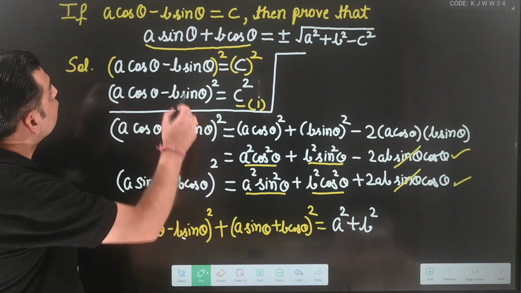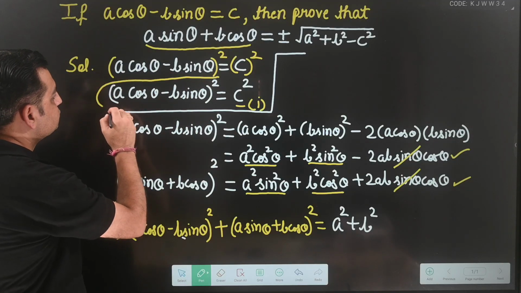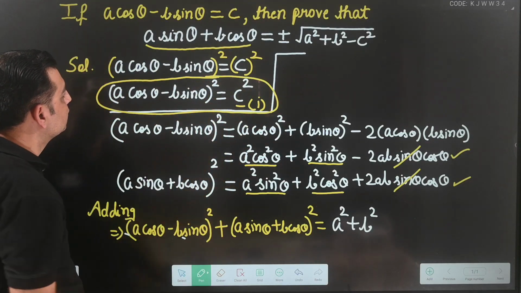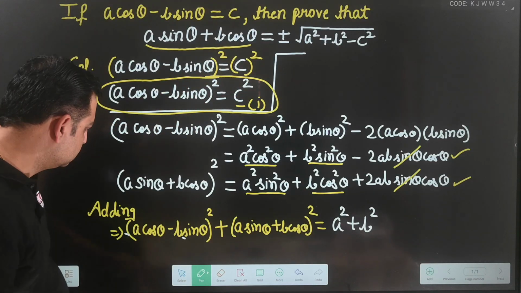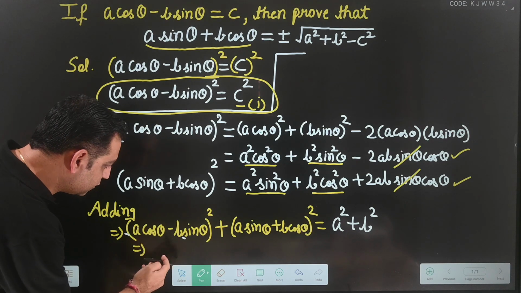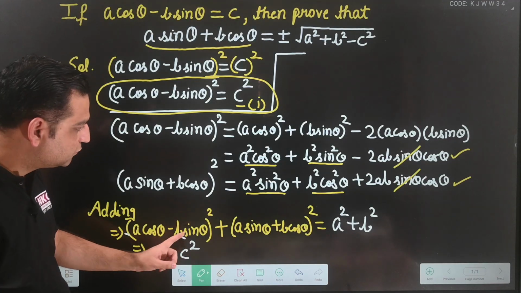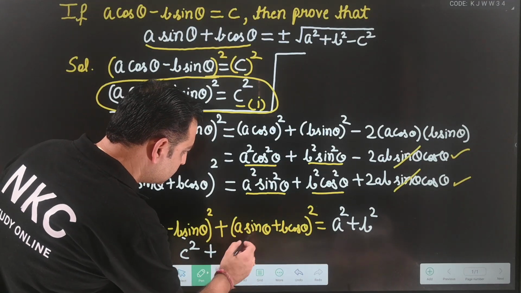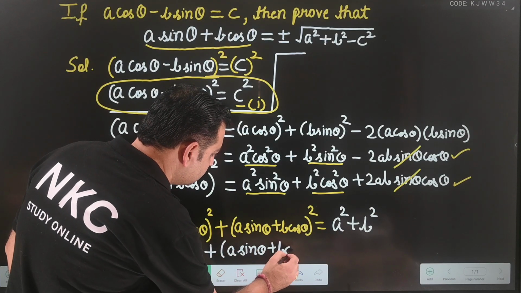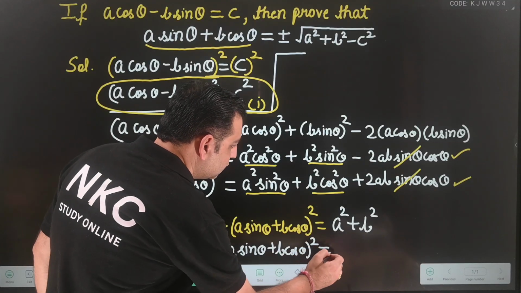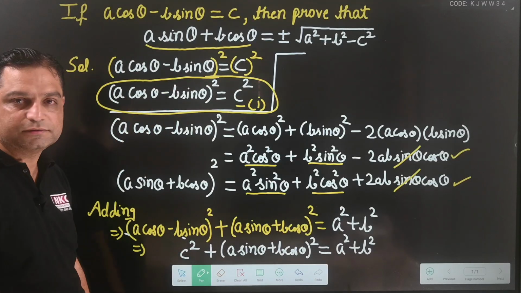Now check it very carefully. What is the value of this equation, A cos theta minus B sin theta? I'm highlighting it, please check it. A cos theta minus B sin theta whole square is equal to C square. So you can substitute its value here. This is equal to C square, right? If this is C square, what next? A sin theta plus B cos theta whole square is equal to A square plus B square. Please check it very carefully.